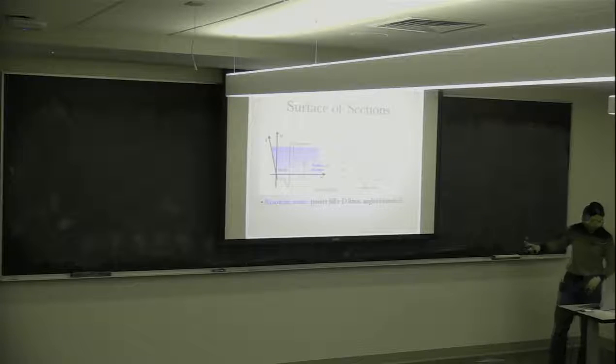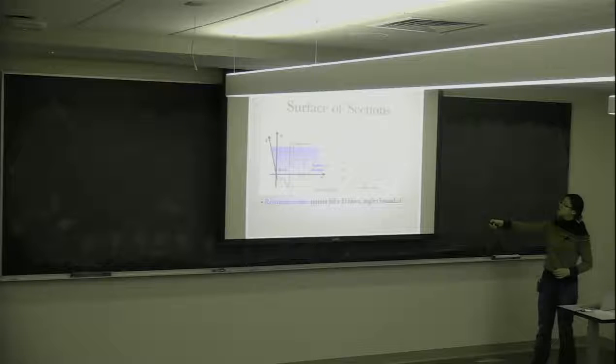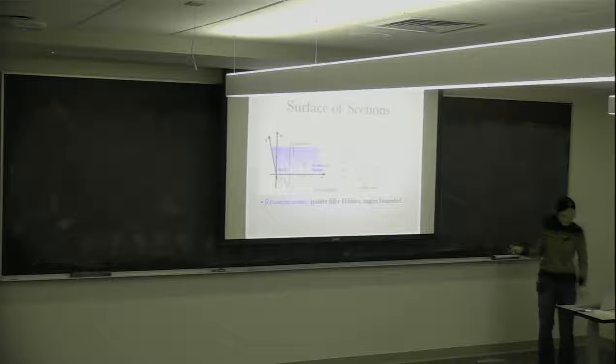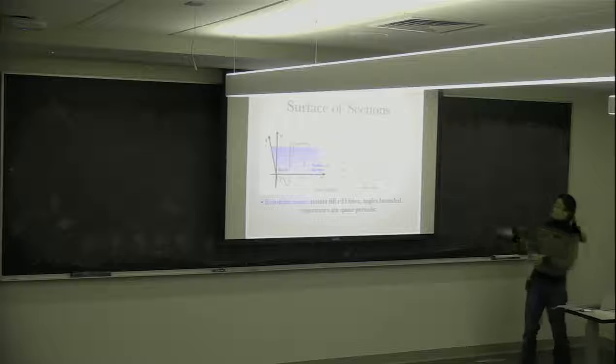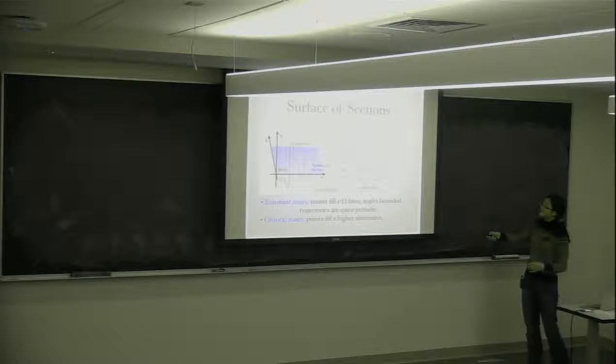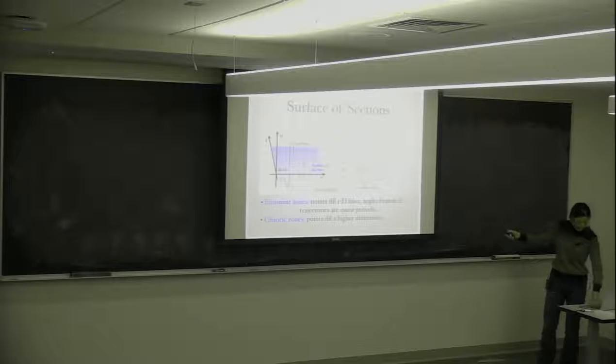In particular, there's this resonant region where the points intersecting the surface form 1-dimensional lines. And this conjugate coordinate angle is bounded, and these are the resonant regions. And the trajectories here are quasi-periodic. And there are also points that fill higher dimension, and these are the chaotic trajectories.